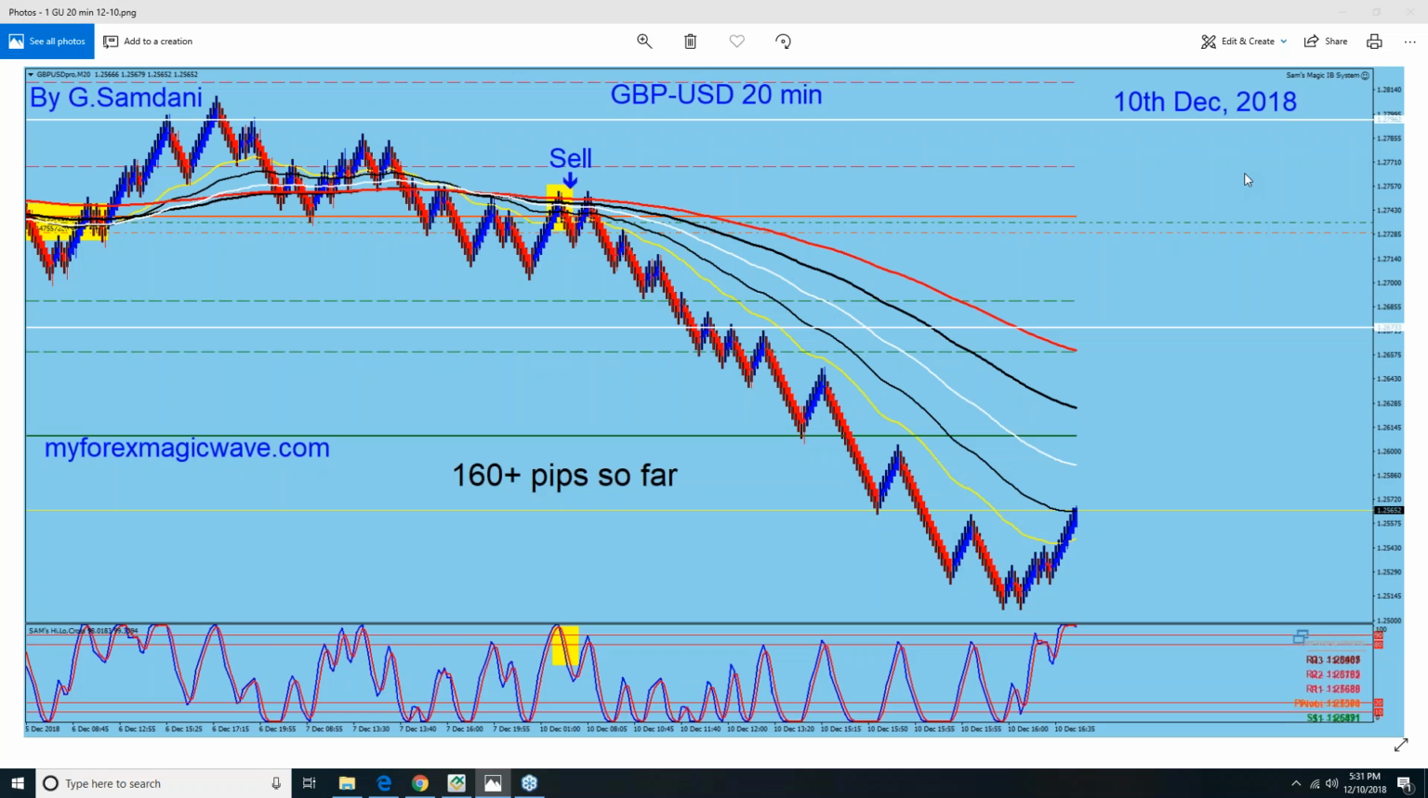This is my pound USD trade for today, December the 10th, 2018. Here's my entry, and the SL moved to break even plus all the way down here, 160 pips so far. This is pound USD, and today I want to show you all the pound pair entries.